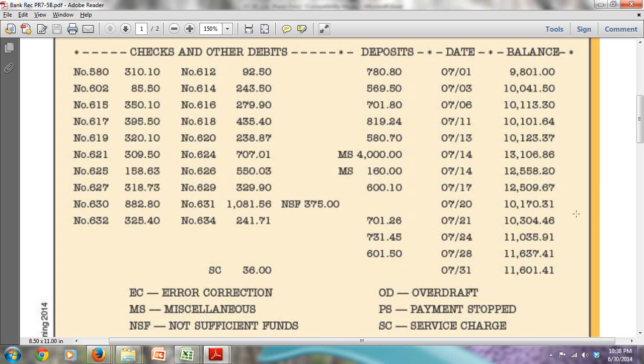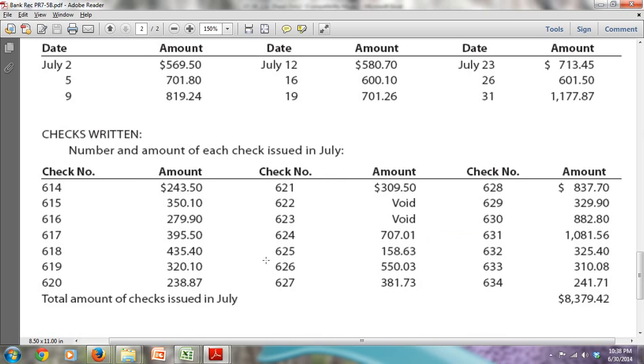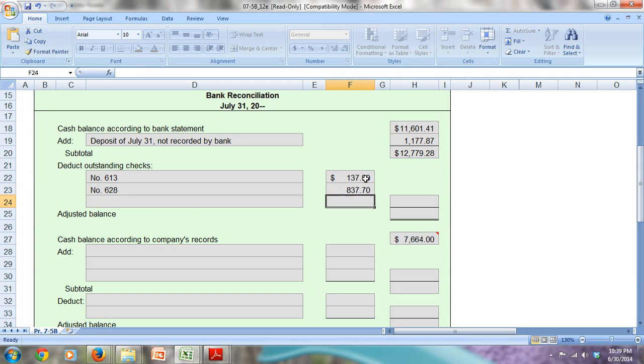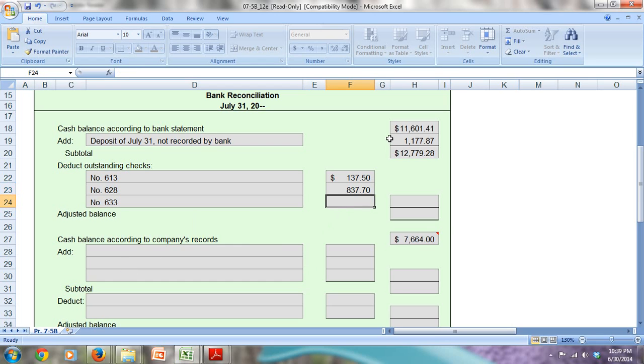Let's go and look for the amounts. So we cut those checks. 628 was for $837.70. 633 was $310.08. Let's go put those on the Excel template. So check number 628, 837.70. Check number 633, 310.08.